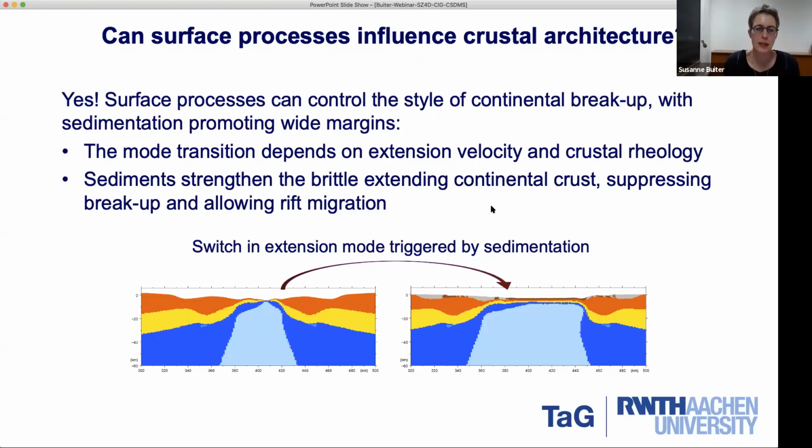So a margin that would initially break up early and create a narrow margin instead experiences a switch in deformation modes and becomes a wide margin. And that mode transition depends on extension velocity, the crust rheology, and of course on the amount of sediments. But what it shows is the importance of surface processes, and that when we look into extension, we should be taking into account the effects of sedimentation, probably also of erosion, similarly as we do for shortening problems.